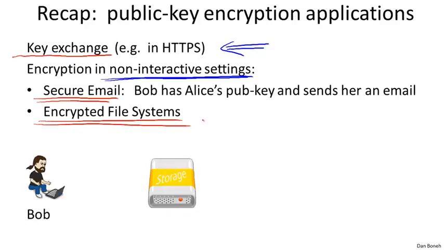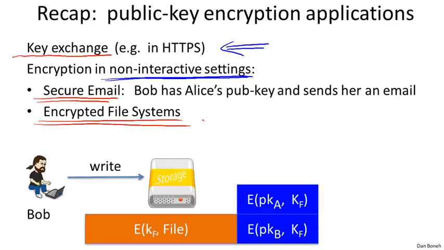So imagine we have our friend Bob here who wants to store an encrypted file on some storage server. So he'll go ahead and write the encrypted file to the storage server. What he actually writes on the server is basically the following. He will generate a random file encryption key, we'll call it K sub f, and then he will use a symmetric encryption system to encrypt the file using the key K sub f. Then he'll encrypt the key K sub f using his own public key, so public key of Bob.